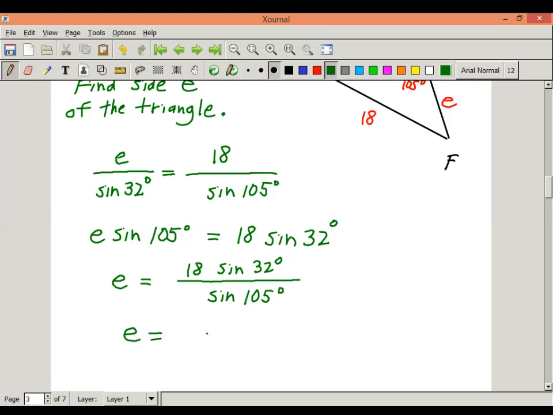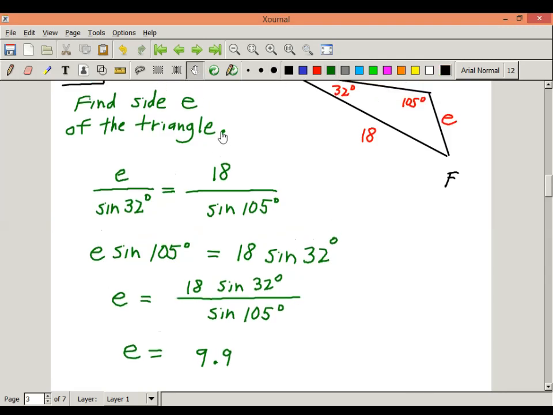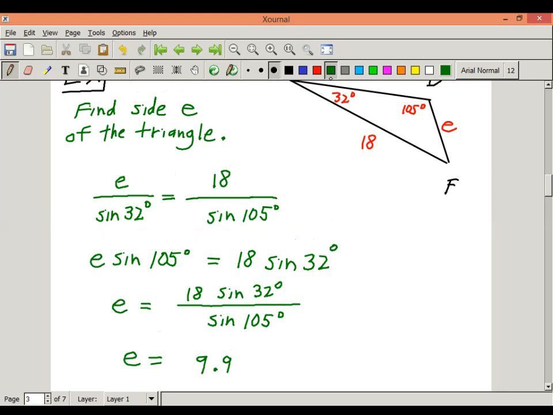So E is going to be 9.7. Actually 9.9. 9.87 rounds up to 9.9. So we just found then in this triangle, this side right here, 9.9.